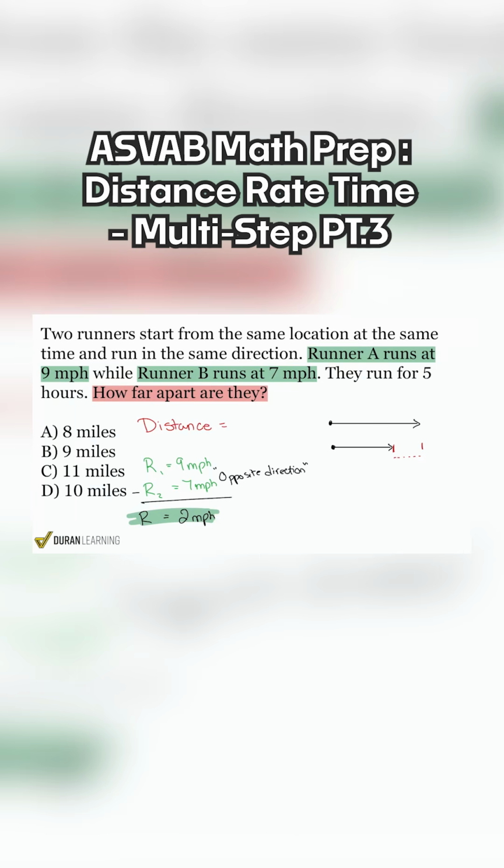What time are we given here, everybody? What time period are they running for? 5 hours. That's a long time, but that's what the problem says. So they run for 5 hours, so that's the time that we're dealing with. T equals 5. And now we're good.